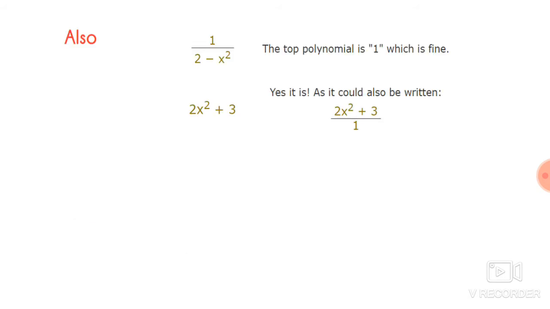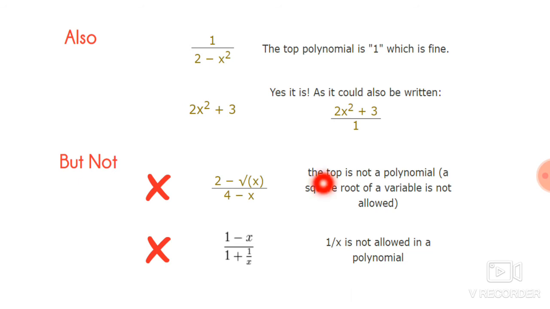Next we have 1 upon 2 minus x square. This is also a rational expression because 1 is a polynomial and 2 minus x square is a polynomial. The same happens here. If we have 2x square plus 3, we can write it as 2x square plus 3 upon 1. So we have a polynomial in the numerator, also a polynomial in the denominator.